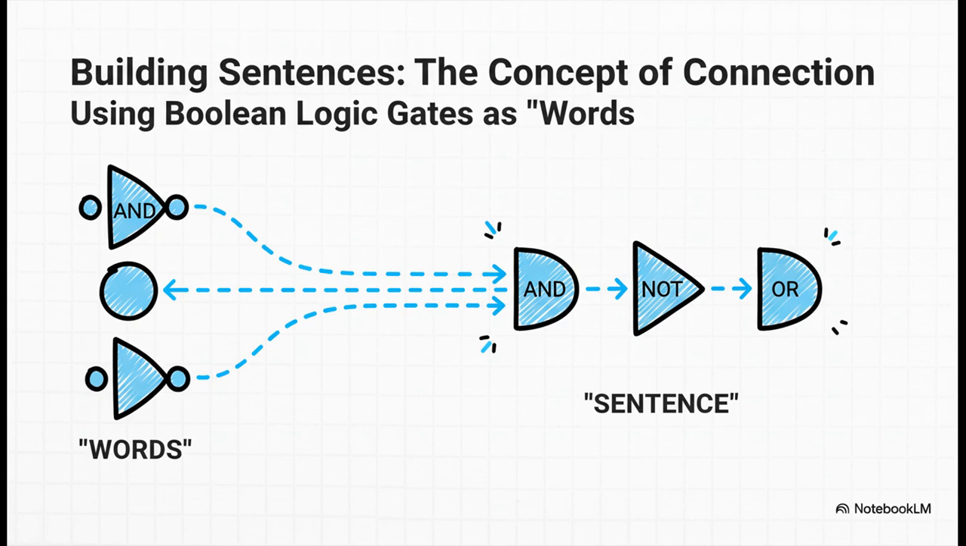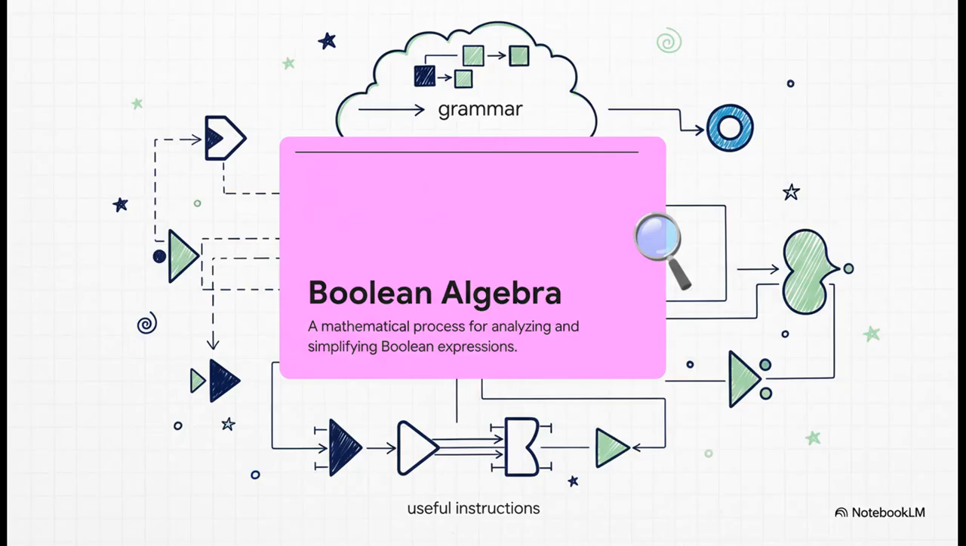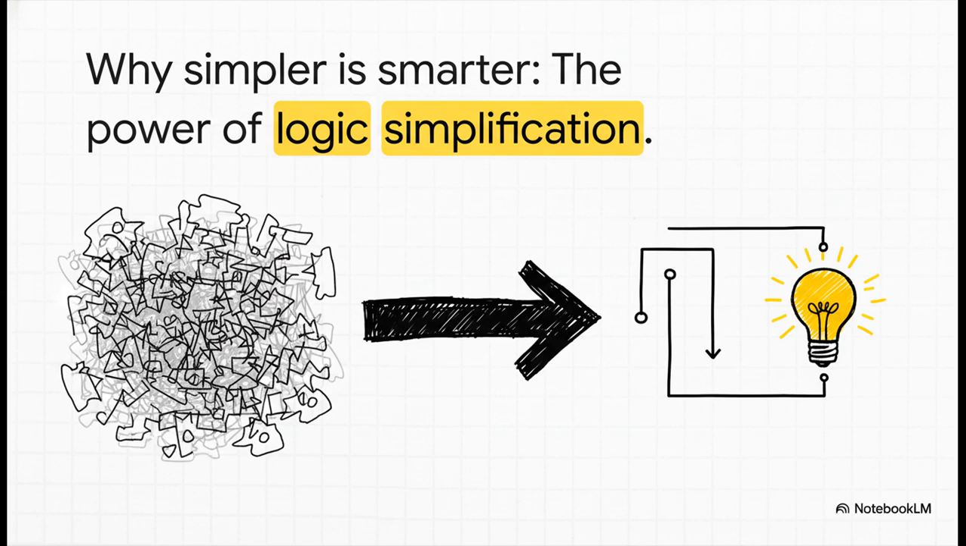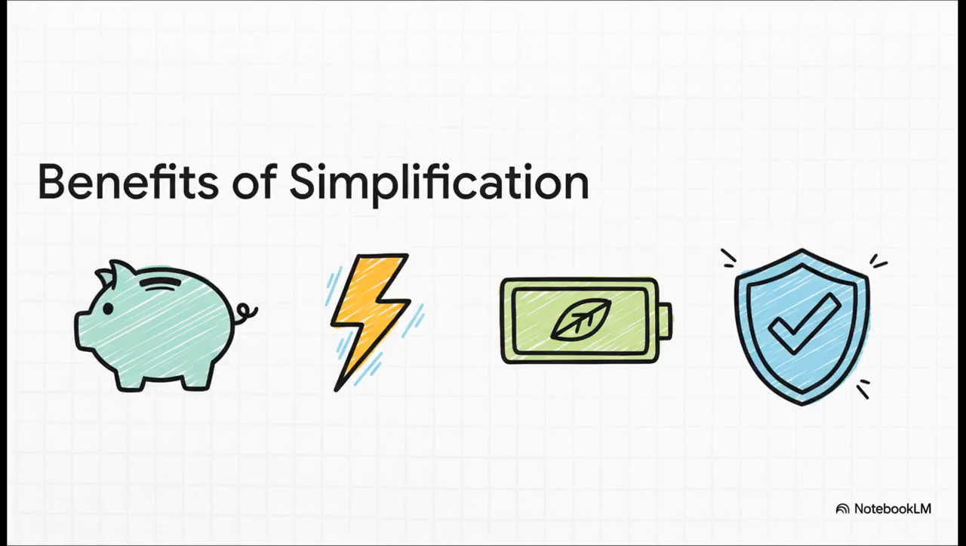Okay, so we've got our words. Now let's learn the grammar that puts them together. Boolean algebra. This is just the rulebook for combining those gates to build something actually useful. But why bother with all these rules? Well, because in the world of circuits, simpler is always smarter. Think about it. Simpler circuits are cheaper, they run faster, they sip power, and they just plain work better.